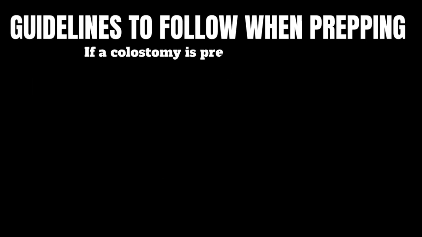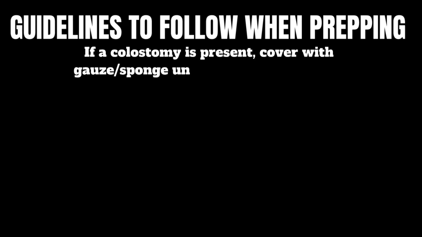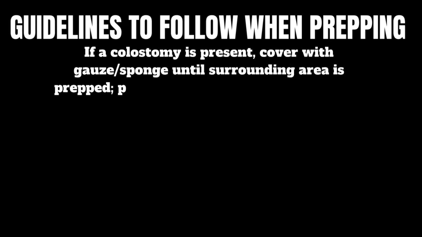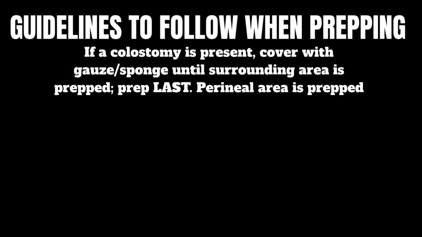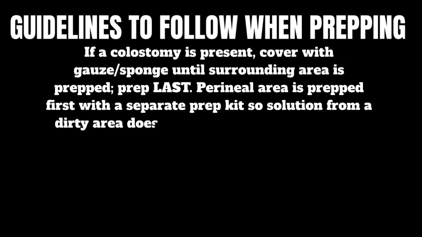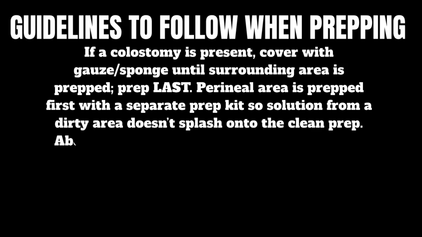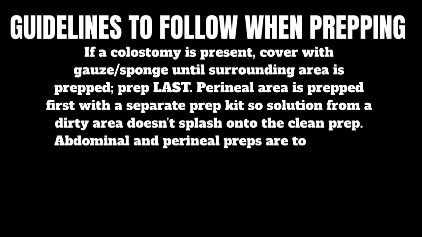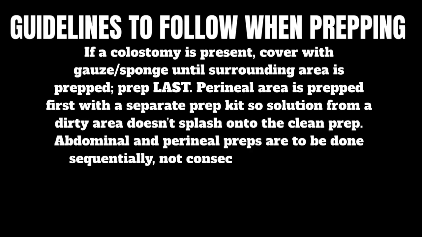If a colostomy is present, cover with gauze and/or sponge until the surrounding area is prepped. Prep it last. The perineal area is prepped first with a separate prep kit so solution from a dirty area doesn't splash onto the clean prep. Abdominal and perineal preps are to be done sequentially, not consecutively.